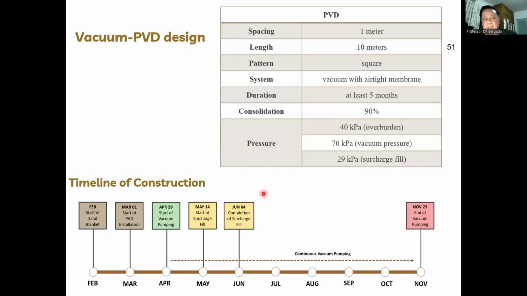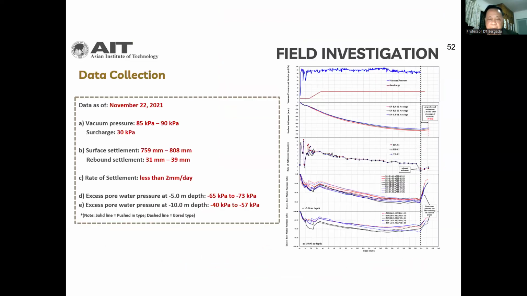And the design, we have 1 meter spacing, square pattern, 10 meter long, and with airtight membrane, 5 months of preloading, 90% consolidation. This is the amount of loads, the vacuum about 70 kPa. And here is the start. Then when vacuum starts 5 meters, you have to stop pumping.